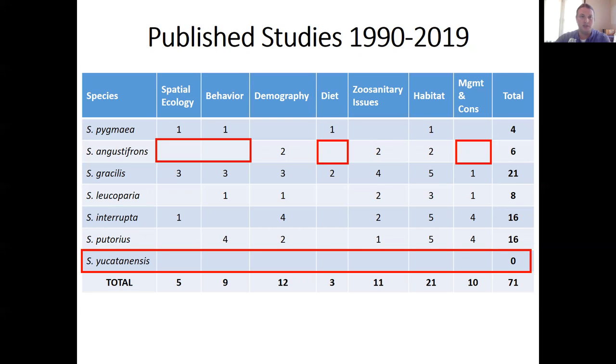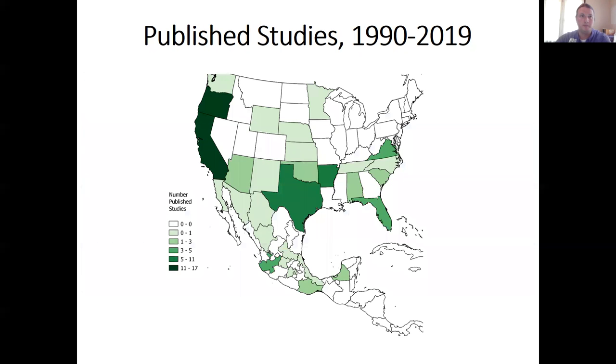But other groups are missing interesting components, such as diet missing for several of the species, leucoparia, interrupta, putorius, or others, like a lack of spatial ecology papers for leucoparia, for example, in its true range. This distribution is also geographically biased in terms of the studies, as indicated here, with the number of studies from zero in white up to between 11 and 17 in the darker colors, with the majority of the work being done in California and the Western US and Texas and the Eastern United States.